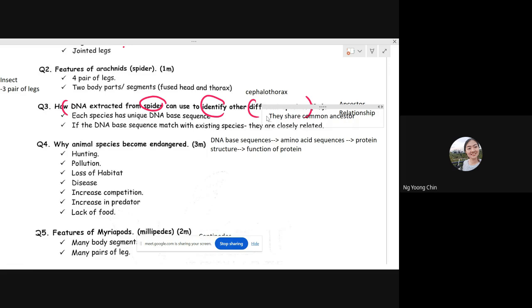In real life, when they study whether a relationship exists between two species, they can also calculate what percentage of the DNA base sequence matches. If there's a high percentage, for example 95% or 99% above, that means there really is a relationship. For example, if you compare your parents' DNA base sequence with yours, there should be around 98 or 99% similarity. So this is a way.